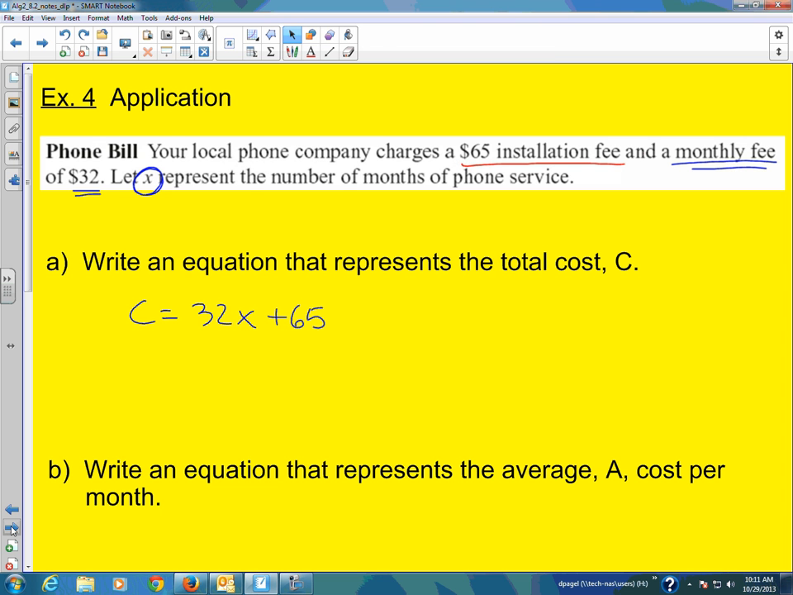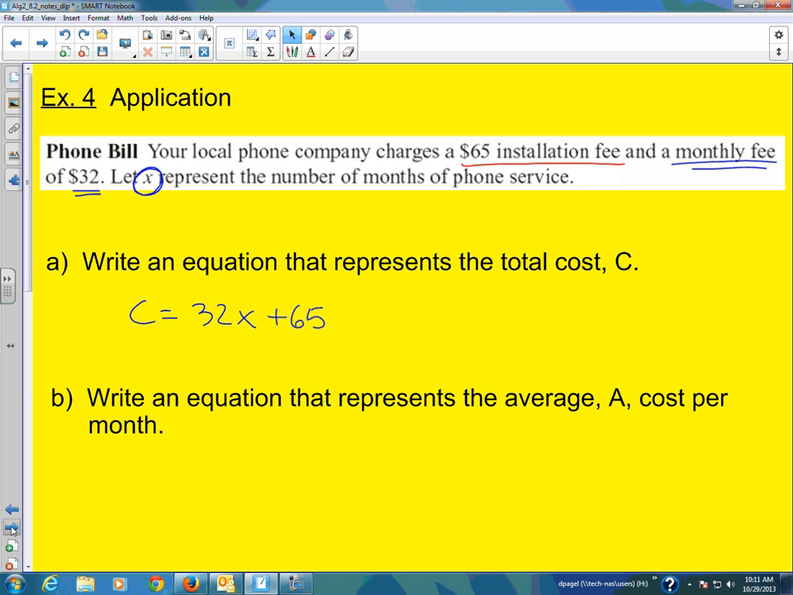And then I can find, if I owe my phone service for 20 months, for example, I could put a 20 in there, multiply it by 32, add $65 installation fee, and there's my total cost for the 20 months. That's probably the easier of the two equations. In fact, most of us come up with that fairly quickly. It's this next one here, where it's asking us for an average per month. That might be a little tricky.